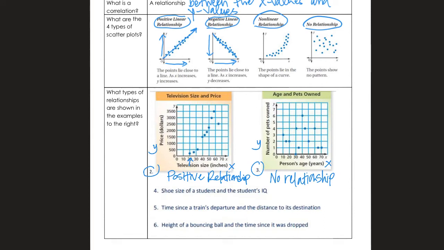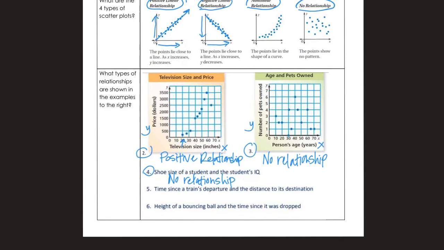All right. Number 4, shoe size of a student and a student's IQ. So again, think about these 2 things. Does someone's shoe size affect their IQ, how smart they are? No. So this has no relationship. Whereas if we were talking about shoe size and height, or shoe size and length of arm, we may see some sort of relationship between those 2.